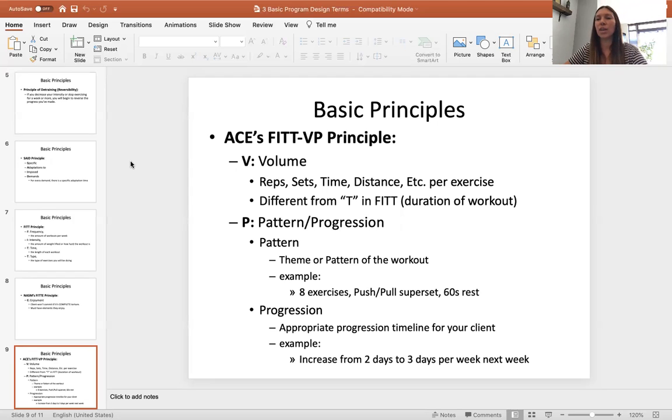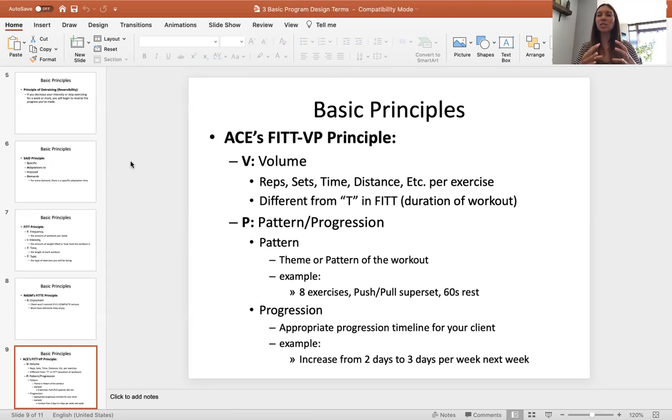So we're actually looking at what exercise you are doing and what pattern you are doing this exercise in. Progression is the appropriate progression timeline for your client. So example is increase from 2 days to 3 days per week next week. We did talk about progression a little bit earlier in the lecture, and everybody progresses differently. If this client has been doing 2 days a week and they're getting really good at it, they're starting to plateau with their results, you're going to want to up it to 3 days a week. So that is the actual progression that you're going to have.